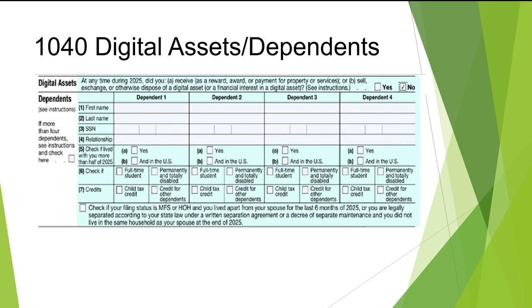The dependents section, again, Jordan is filing single with no dependents, so this is all blank. If Jordan had dependents, then you would need the first and last name of every dependent, their Social Security number, as well as whether or not they lived with you and whether or not they were a student or not. But those topics will be covered in a separate video.